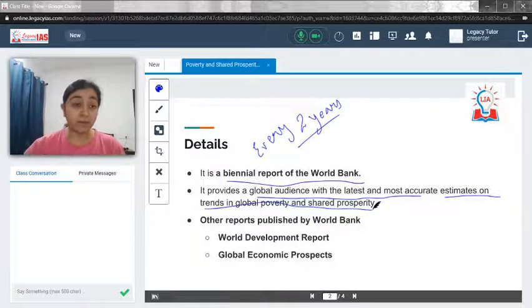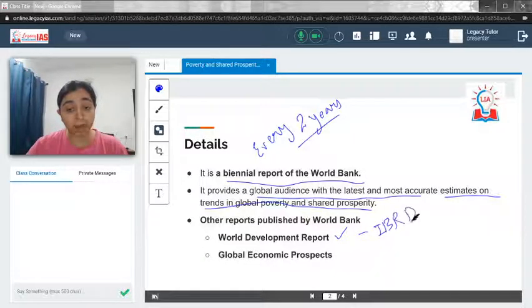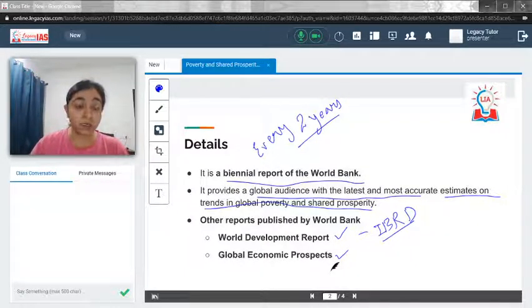Now, when we are on the topic of reports released by the World Bank, we should also know two other important reports, which are the World Development Report, which is actually released by IBRD, a part of the World Bank Group, as well as Global Economic Prospects. So these two reports are also published by the World Bank. Just remember the World Development Report, Global Economic Prospects, as well as the report we are discussing in the present video, which is Global Poverty and Shared Prosperity.